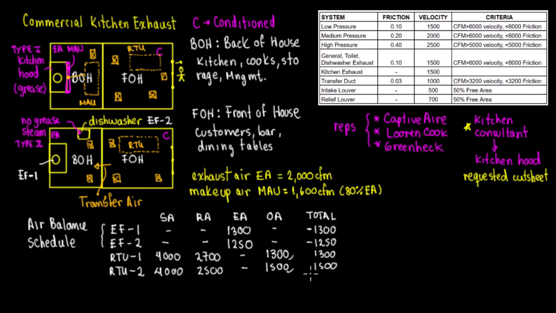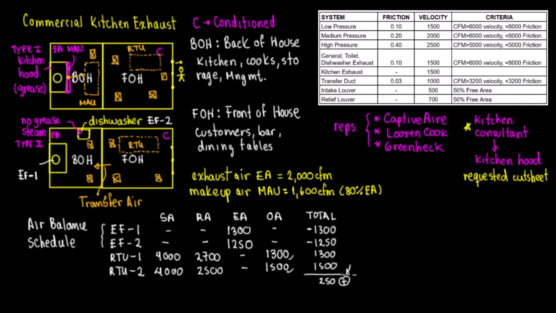Okay, so what's the total in here? Let's do this math. Let me bring my calculator very quickly. So let's see, 1,300 plus 1,500 minus 1,250 minus 1,300. That's going to be 250, right? So in here it's going to be 250 positive, right? So we are pressurized. We are not under vacuum. We are not under negative pressure. We are not neutral. We are pressurized, right?